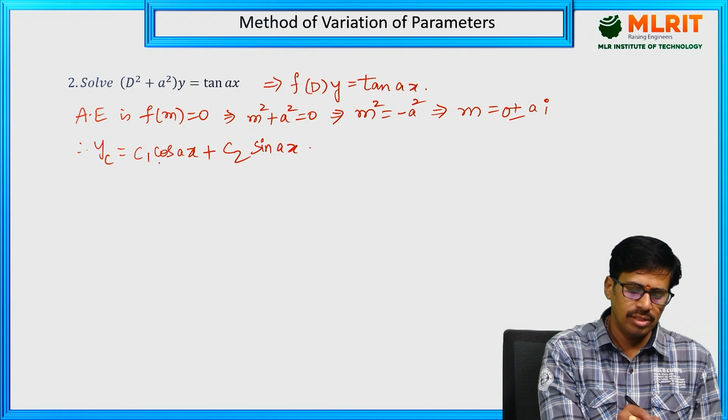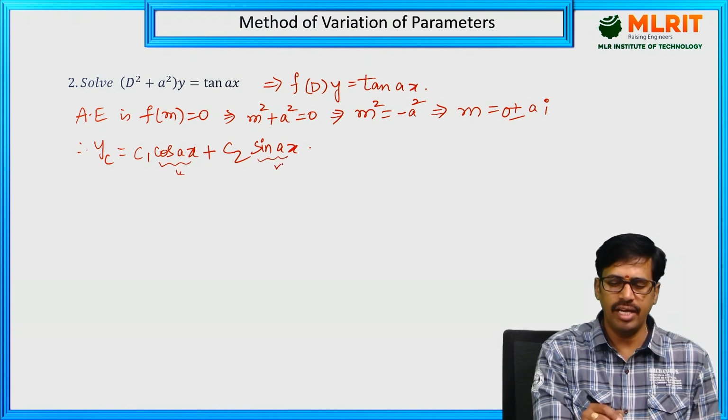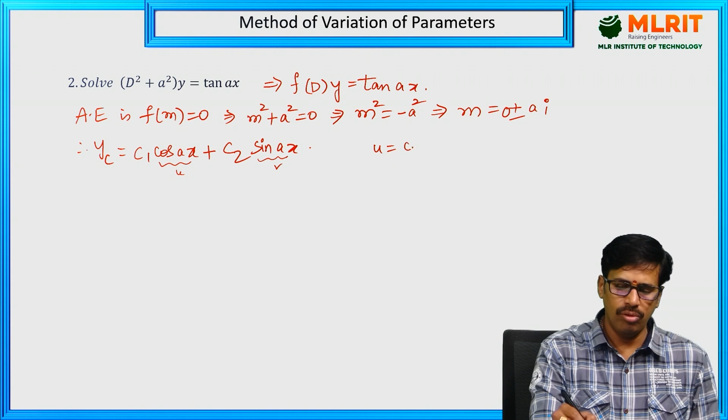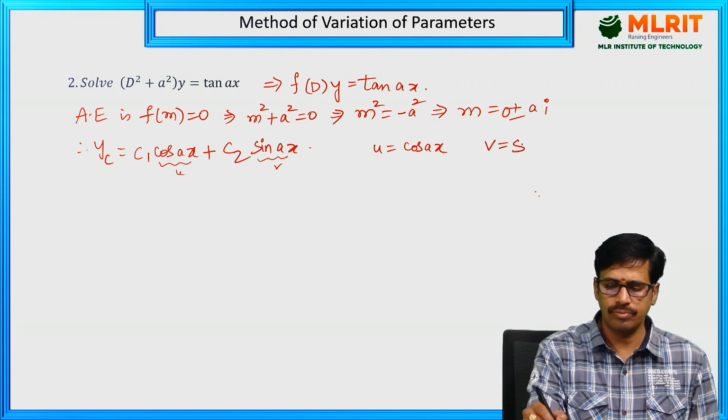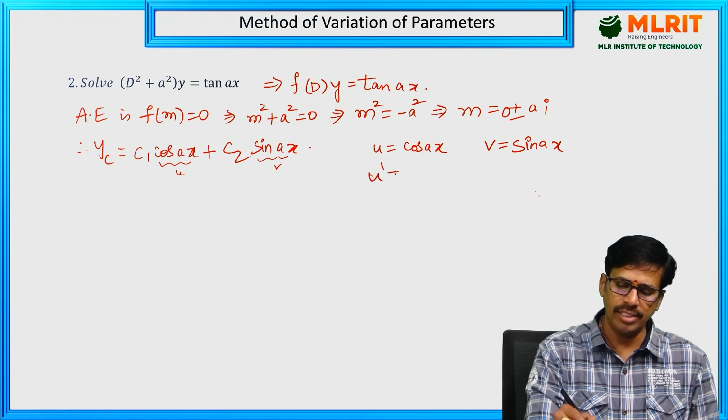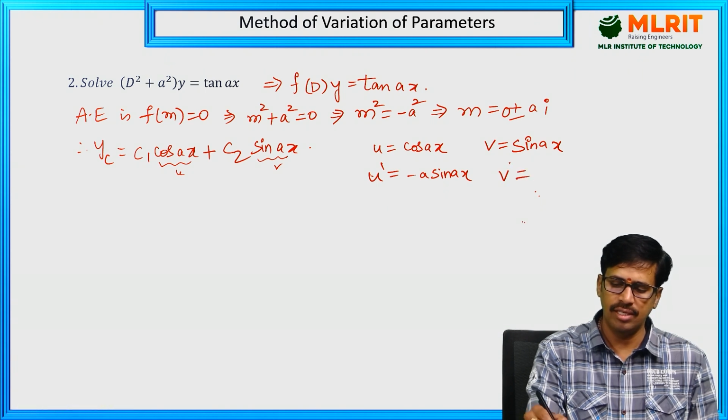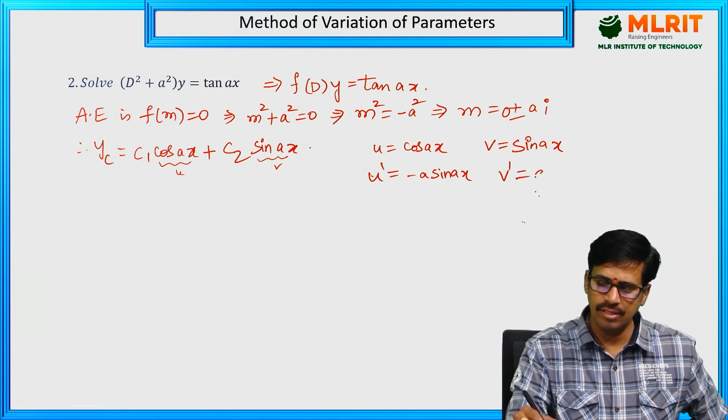Here, c1 coefficient let us take u, c2 coefficient let us take v. u equal to cos ax, v equal to sin ax. What is u dash? Minus a sin ax. And what is v dash? Derivative of sin ax is a cos ax.